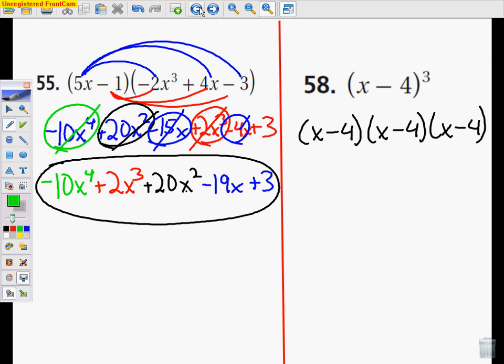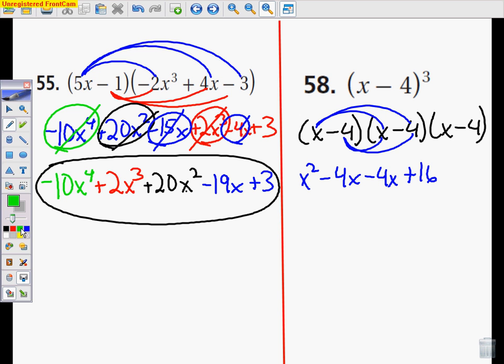So here, we're going to do the same concept. We're going to just pick 2 of them to multiply together. So x times x, that's x squared. x times negative 4, that's negative 4x. Negative 4 times x is negative 4x. And negative 4 times negative 4, that's positive 16. If you added like terms, you get x squared minus 8x plus 16. So that's those first 2 multiplied together.